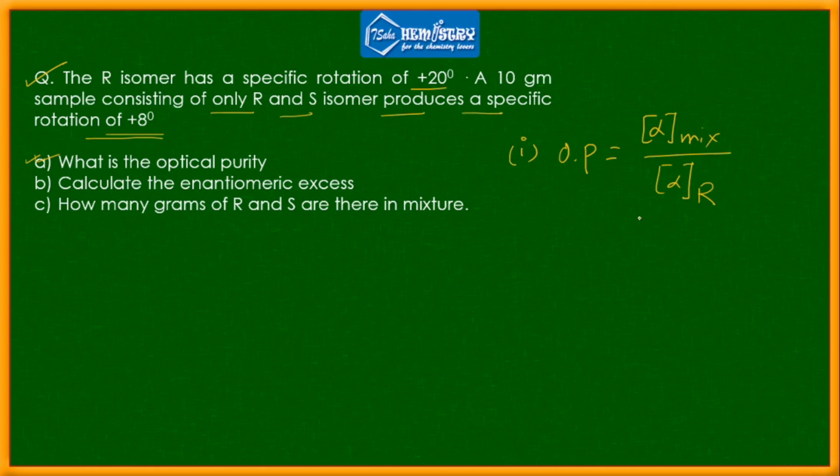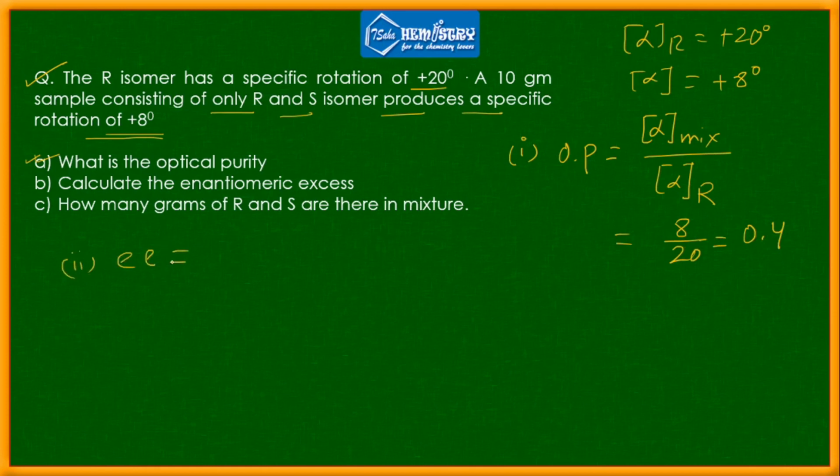Alpha R is given as plus 20 degrees, and alpha mixture is plus 8 degrees. Putting in the values, 8 by 20, after simplifying we get 0.4. So the optical purity of the mixture is 0.4. What is the enantiomeric excess then? Enantiomeric excess equals optical purity times 100. So 0.4 times 100 indicates 40%. So 40% is the enantiomeric excess.